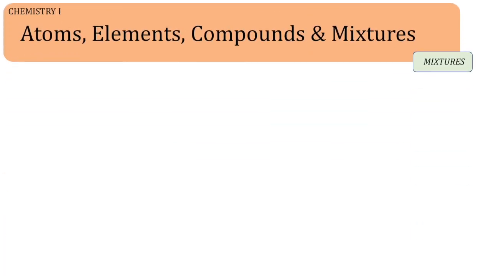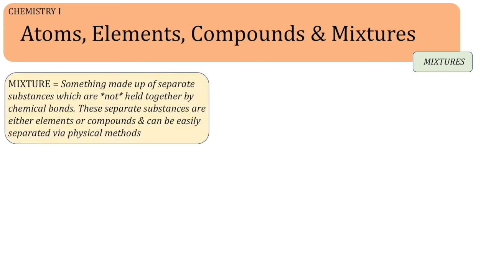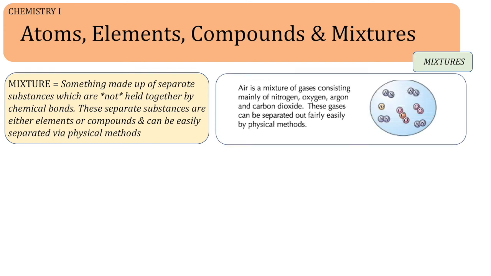The last thing we'll look at in this video are mixtures. Mixtures are made up of separate substances which are not held together by chemical bonds and can therefore be separated by physical methods only. You can imagine putting a bunch of sand into a cup of sugar and mixing it with a spoon. You do not have a brand new compound. No chemical bonds have been made, but you now have a mixture of two different things.